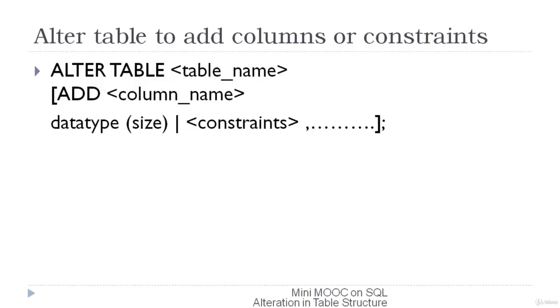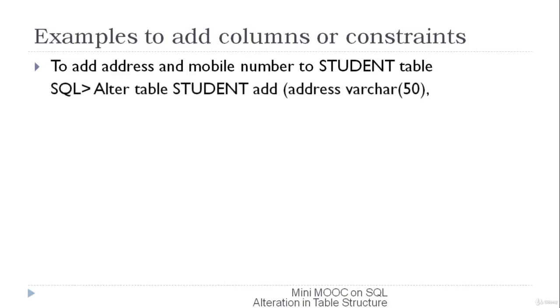Let us understand the usage of this statement. Let's add address and mobile number columns to the existing student table. For this, the statement is alter table, table name, add address, its data type and size, and then mobile number, its data type and size. When we execute this statement, two columns, address and mobile number, will be added into the existing student table.